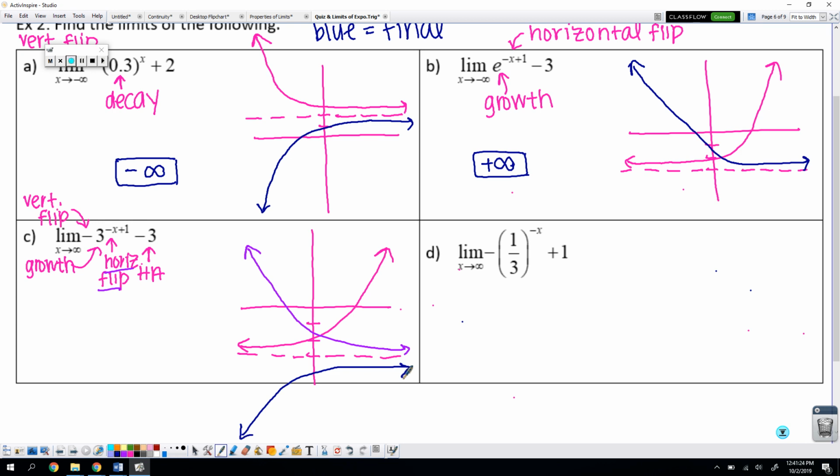Okay? So now that's about towards positive infinity. So towards positive infinity, that's going to the right. It's getting closer to the asymptote, so negative 3.